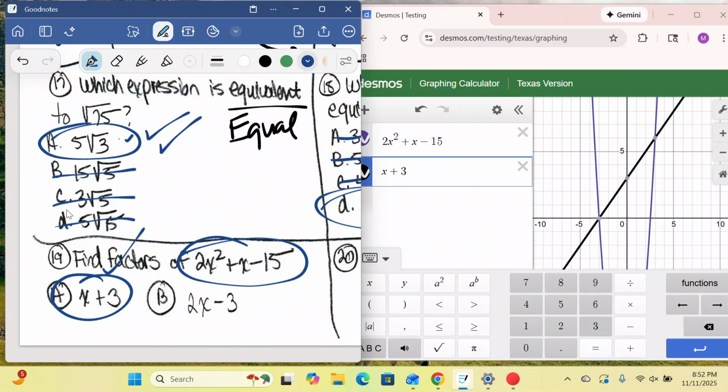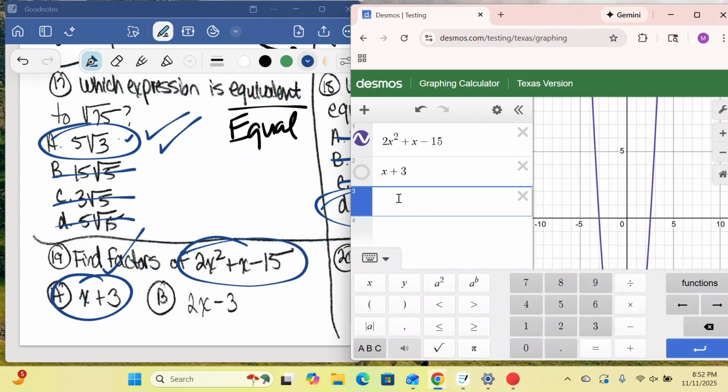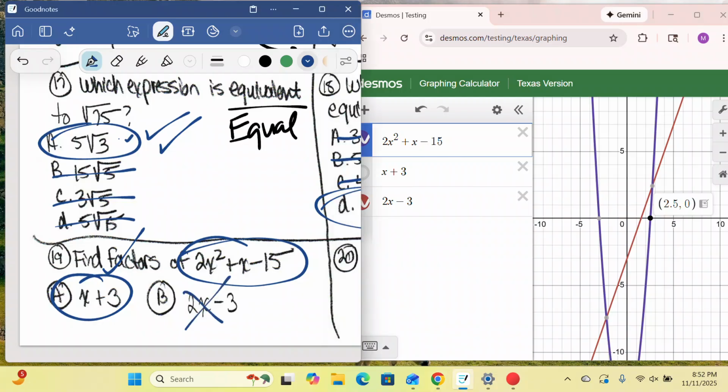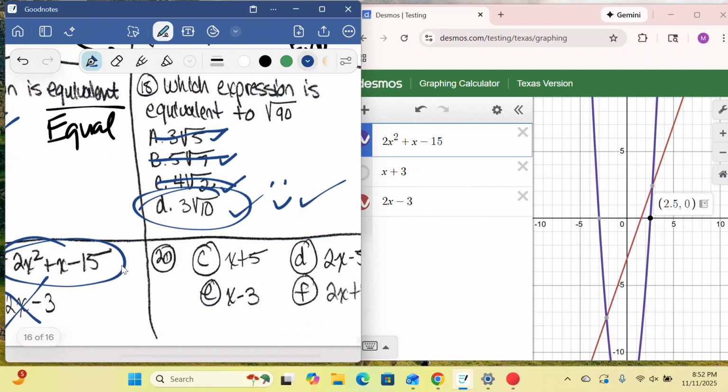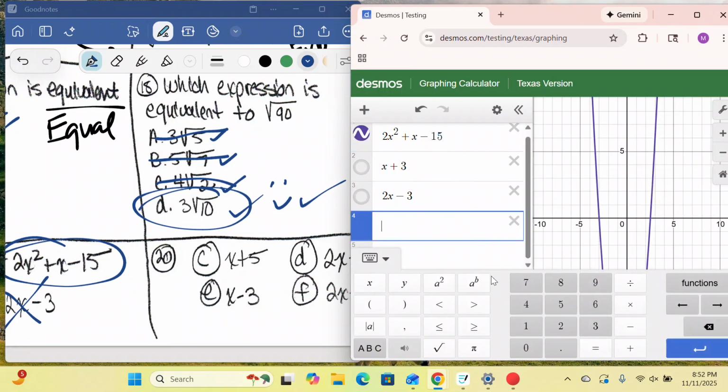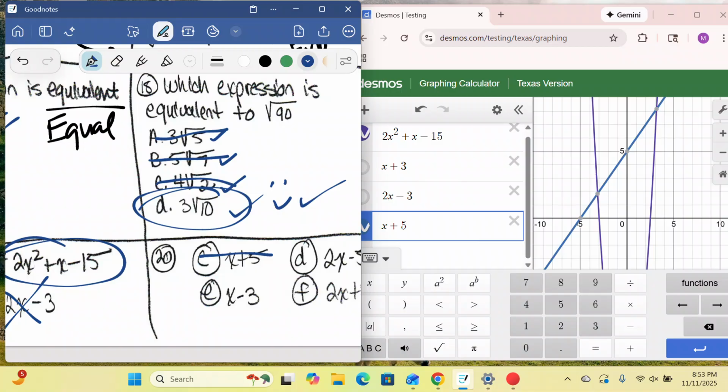If I go to B, I'm going to click this one, and I'm going to input 2x minus 3. And it doesn't go through any one of my x-intercepts, so that is not an answer. So this one is wrong. I'm going to go to C, D, E, and F, and check every single one of them. I'm going to unclick here. I'm going to go to C, and it is x plus 5. We're going to check to see if it goes through my x-intercept. It does not, so this one's not a right answer.